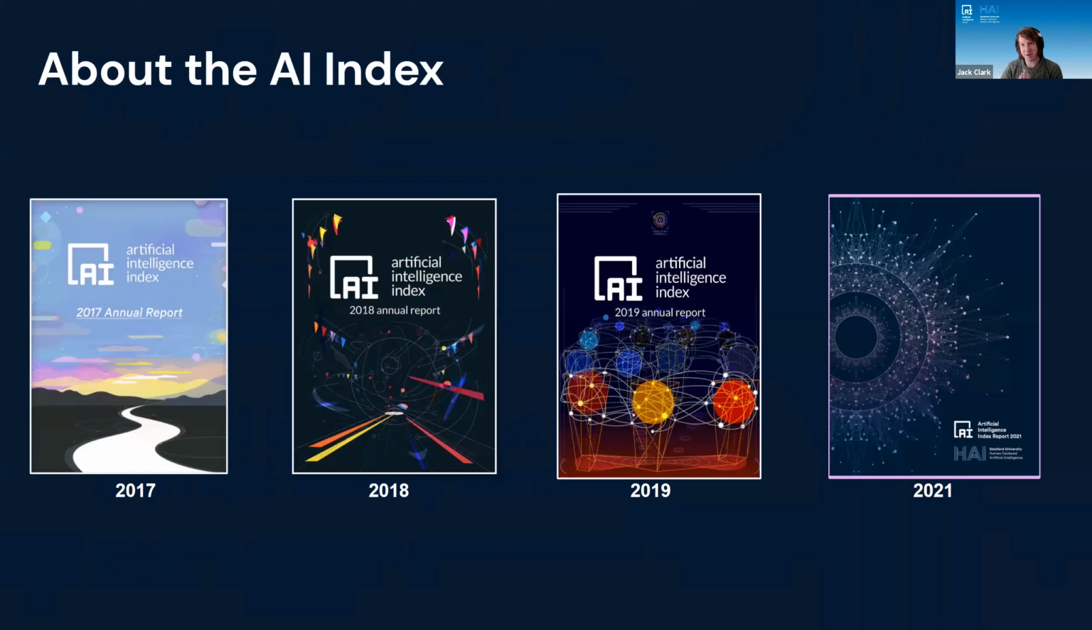So just a couple of basics. What is the AI Index? Well, as Deep mentioned, it's an independent project, part of the 100-year study on AI at Stanford University. And we're in our 4th report this year. We've been running for about 4.5 years.